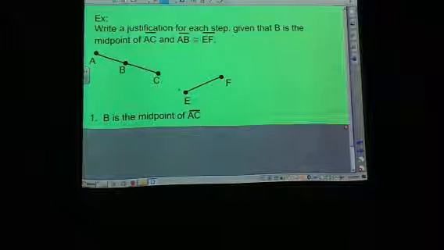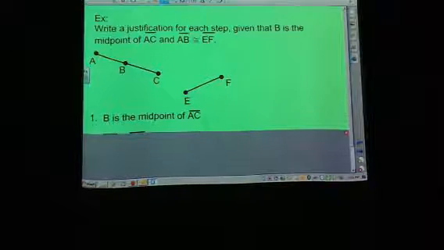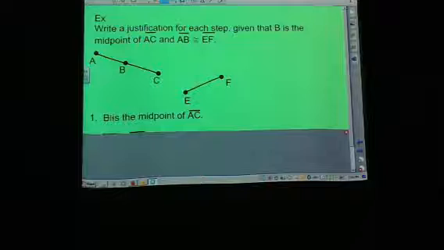And again, we've got a picture down here, but if we didn't, we could probably draw one and be fine. Alright, so let's see. B is the midpoint of AC. I've seen that somewhere, and in the last example, our first justification was the given. Very good. Excellent job. Yes, the given is usually your first step.